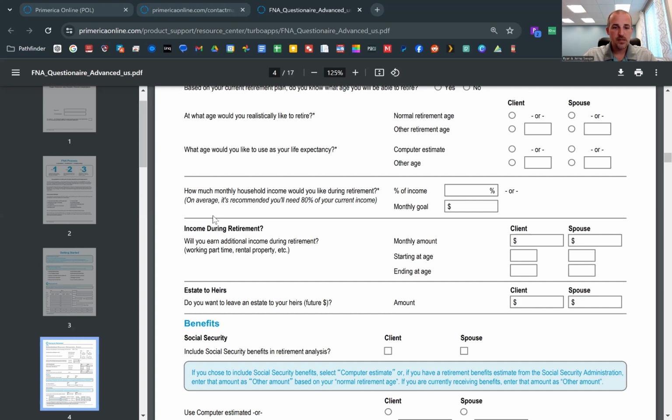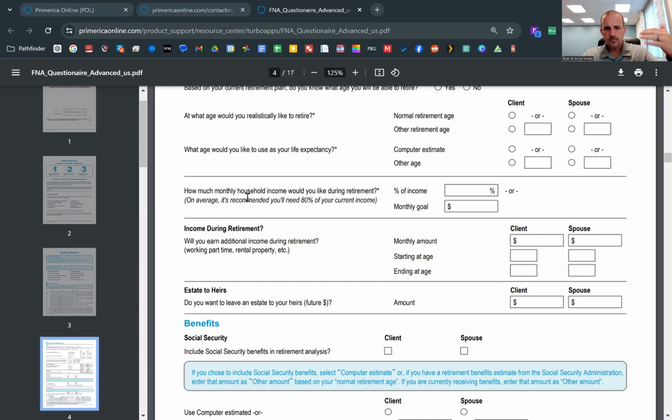But how much monthly household income would you like during retirement? So again, a lot of times, especially if they're younger, you can say, hey, look, you should be debt free. We're going to work on a debt payment plan, or a debt freedom plan, to make sure that you are completely debt free at retirement. So you shouldn't have a mortgage. You shouldn't have car payments. The kids hopefully are moved out by that point. All right. You kind of make a joke there.